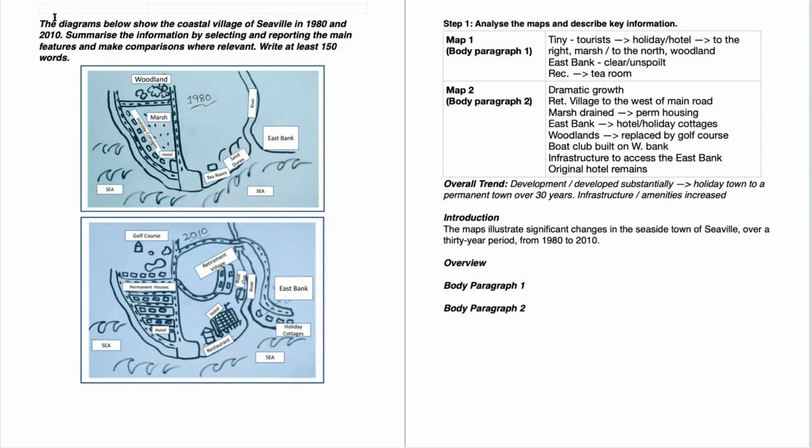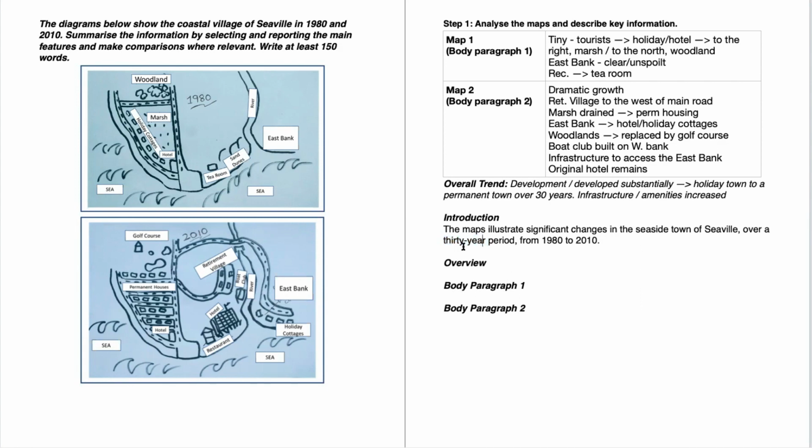So instead of saying the diagrams below, I have said the maps illustrate. Instead of show, I said illustrate significant changes, because we do see quite a bit of changes in the seaside town. Now, seaside town is a synonym of coastal village. I have still included its name, Seaville, over a 30-year period, and make sure that you notice 30-year is an adjective. It describes the type of period.